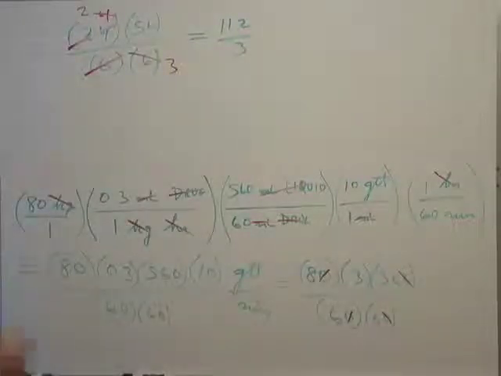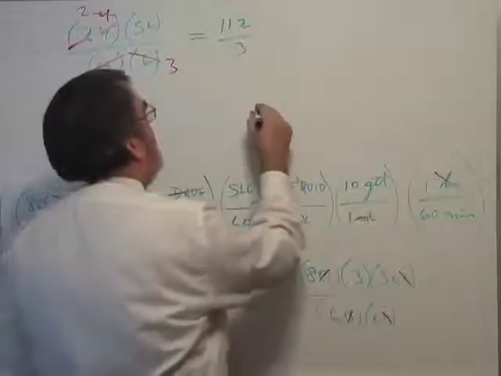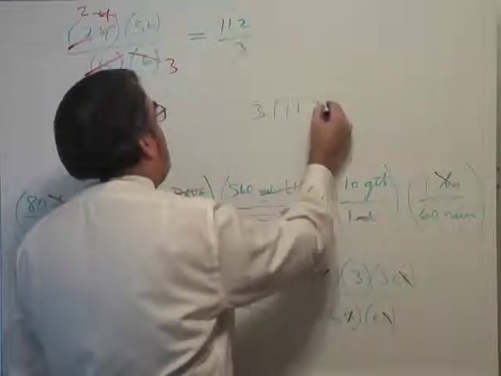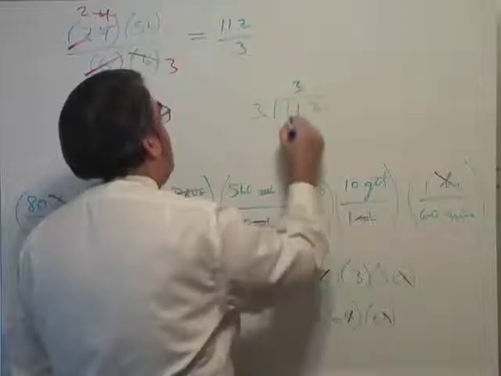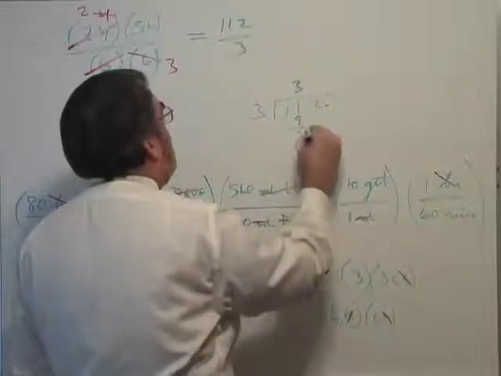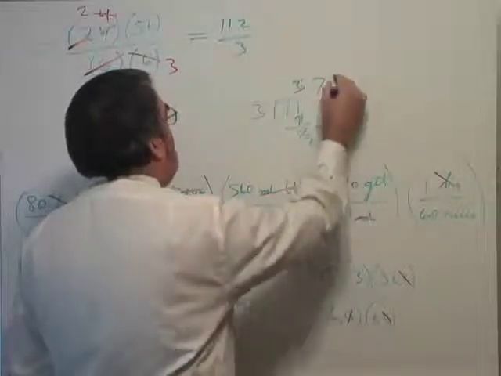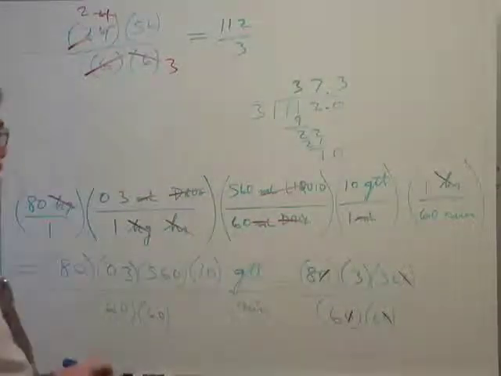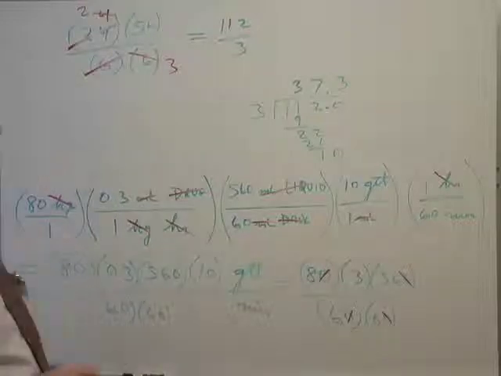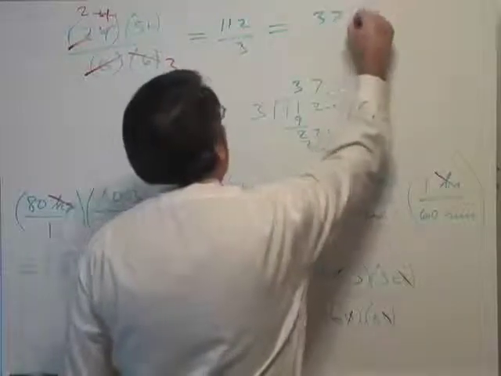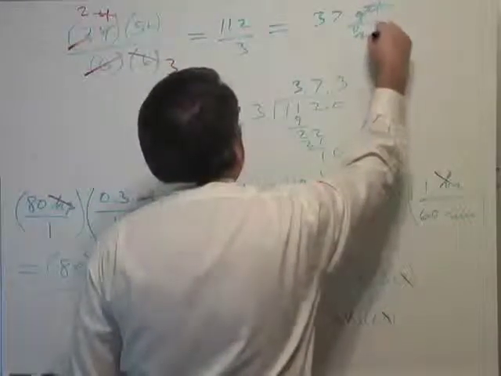So what would that be? Well, let's just go ahead and do it. So 3 goes into 11 how many times? Goes 3 times. 9. 7. 37.3 drops per minute. And I think you would round that off always to whole numbers. So let's call that 37 drops per minute.